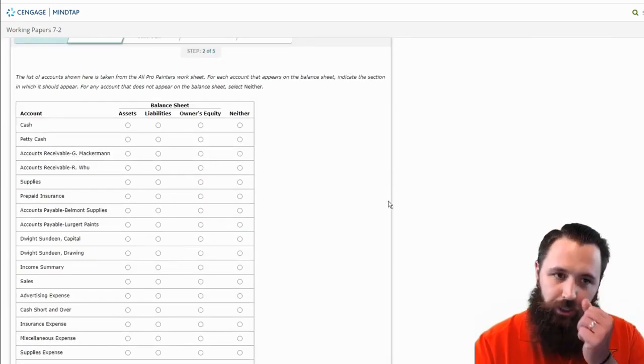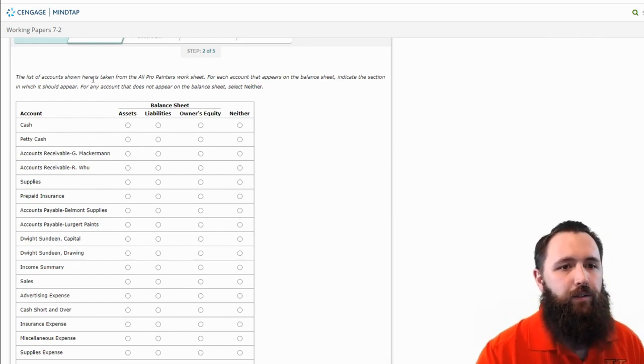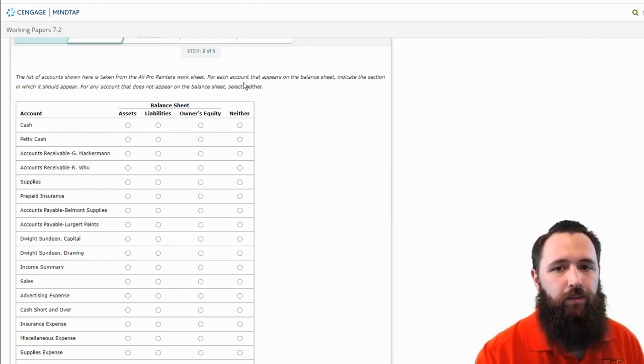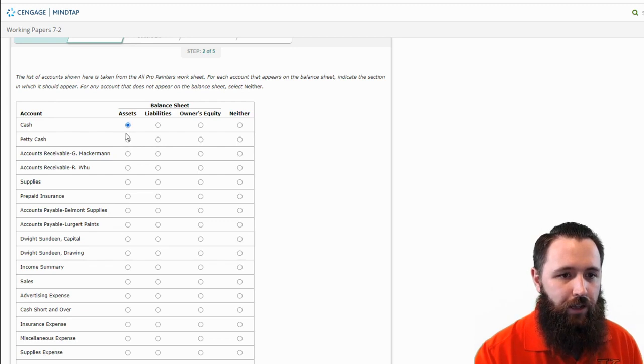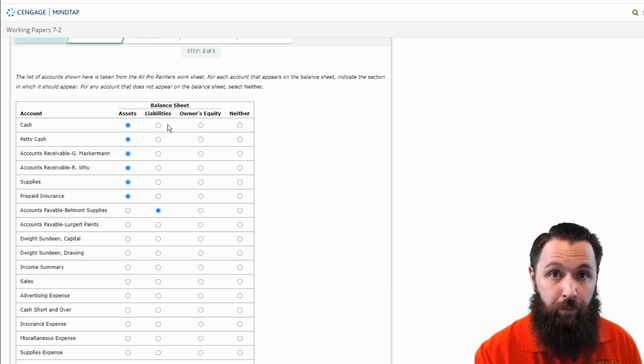Next, let's look at the balance sheet items. The list of accounts shown here is taken from All Pro Painters. Figure out if it's on the balance sheet as an asset, liability, or owner's equity, or if it is neither. So we know that assets, liability, and equity will be on this balance sheet. So cash is an asset, petty cash is an asset, accounts receivable is an asset, supplies is an asset, prepaid insurance is an asset, accounts payable is a liability, but it's still on our balance sheet, right?